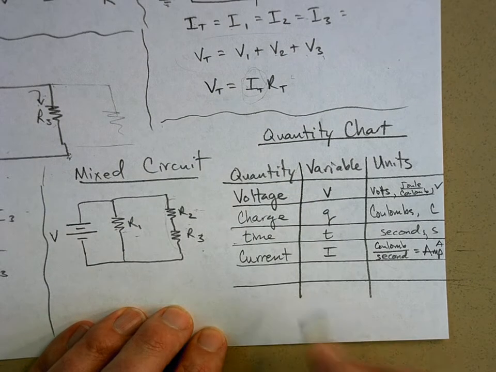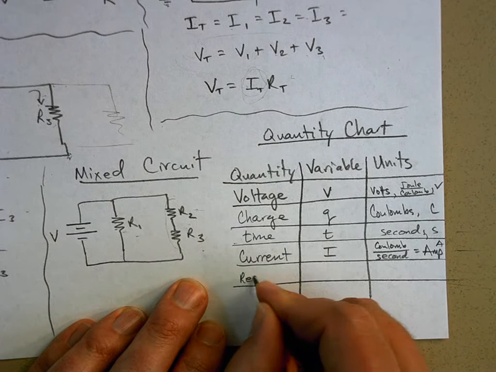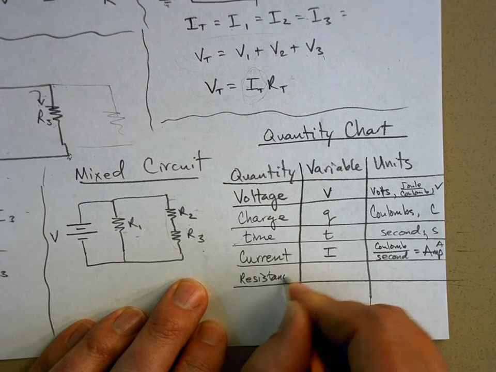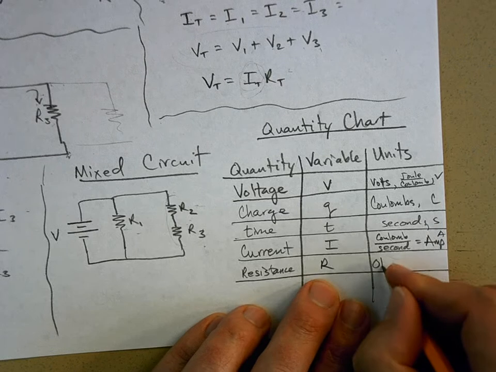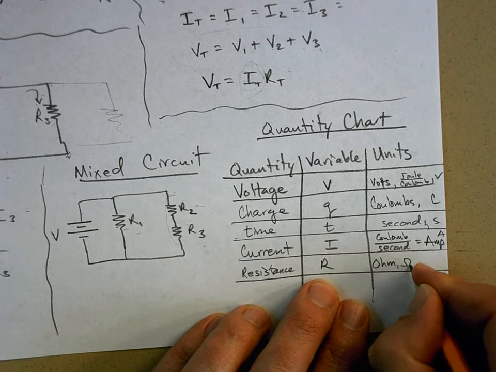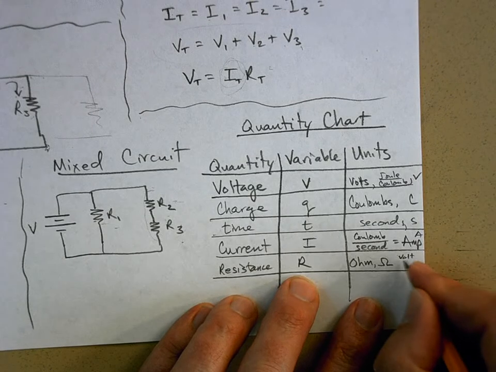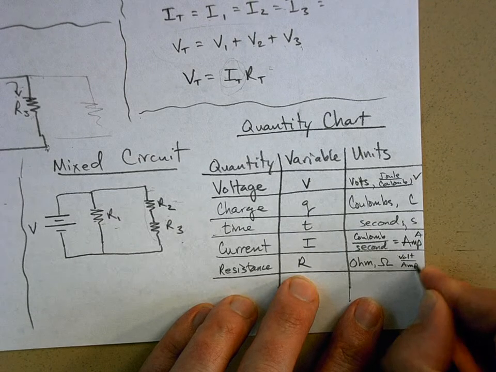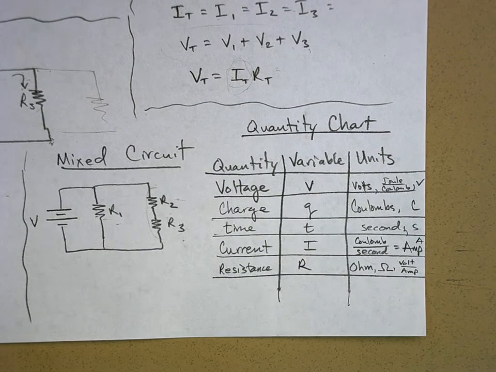Resistance, R. Now, resistance is an ohm with that little horseshoe thing. But remember, it's a volt per amp. An ohm is the same thing as a volt per amp. How many volts do you need to get 1 amp of current?